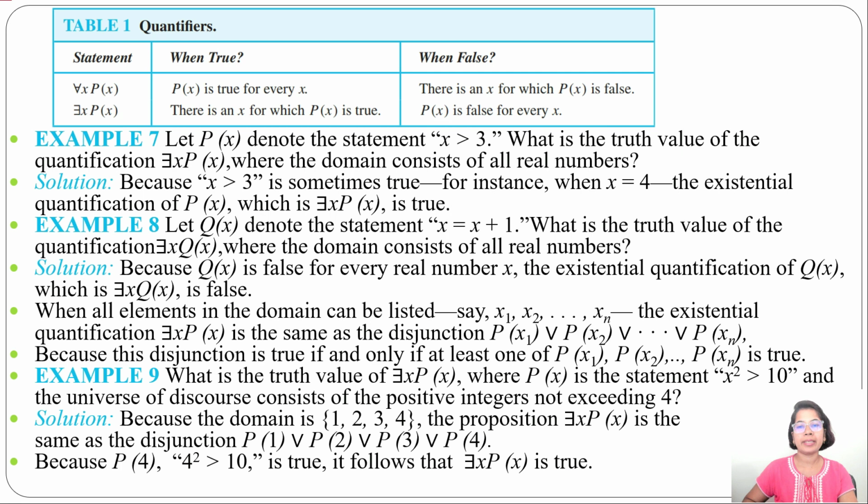In today's lecture, I discussed the universal quantifier and the existential quantifier. For the universal quantifier, it should be true for every x value, and for the existential quantifier, it should be true for at least one x value. And the universal quantifier will be false if for one x value it is false, and the existential quantifier will be false if for every x value it is false. In the next lecture, I will discuss the uniqueness quantifier, that is, for exactly one value.